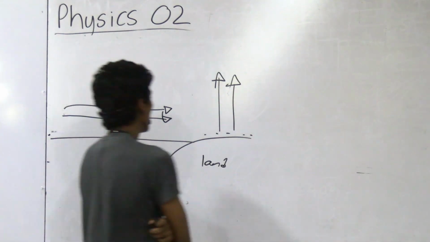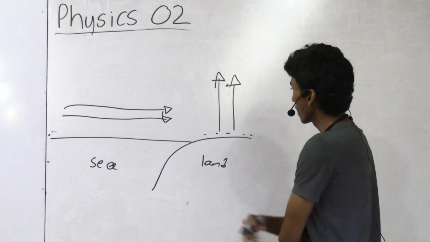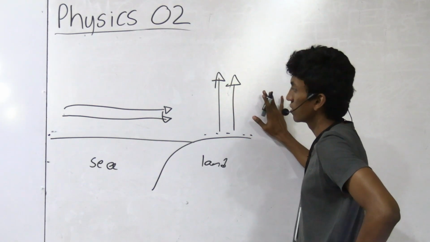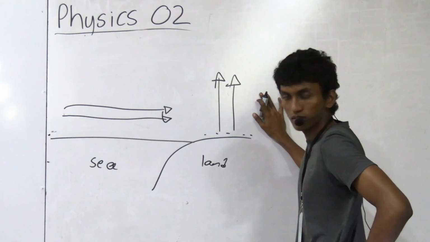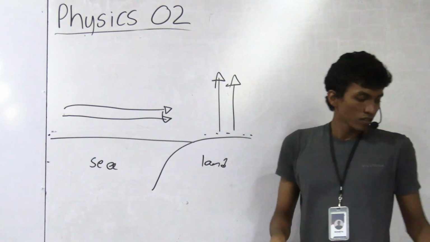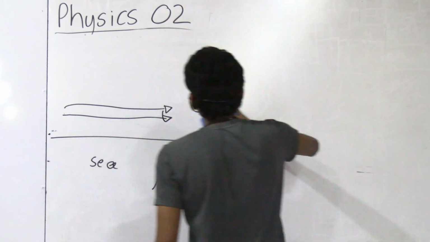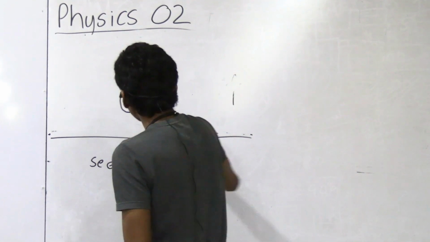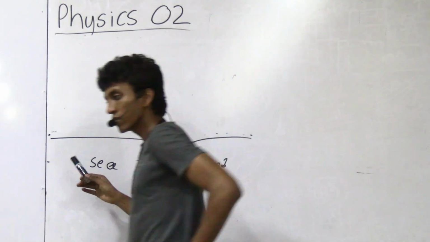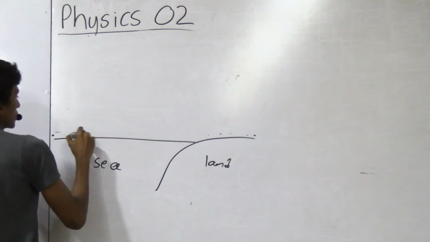So yeah, this is basically a convection current, right? Hot air moves up, cold air comes down to replace them. That's the definition of convection. But at night, again due to the difference in their heat capacities, the land loses its heat much quicker than the sea. So at night, the sea is warmer than the land, and the opposite happens here.